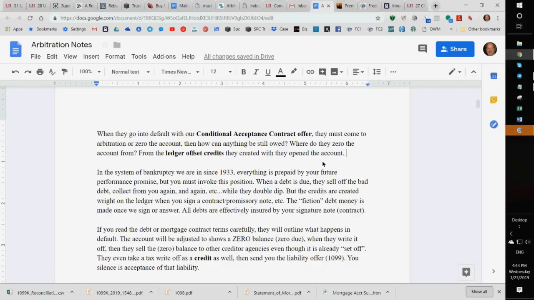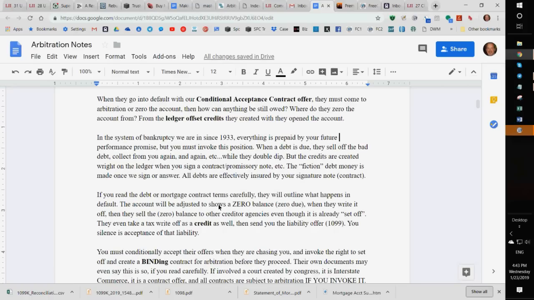Well, guess what? That credit's still there. All we're saying is use the offset credits to settle the account. That's part of the process. It's not the entire process. See, in the system of bankruptcy since 1933, everything has been prepaid to your future promises to perform. You must invoke this, though.